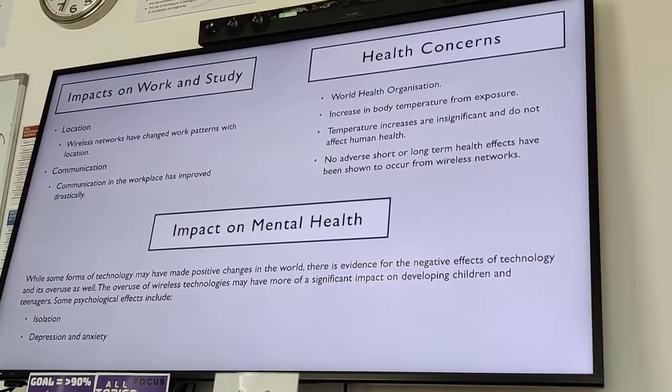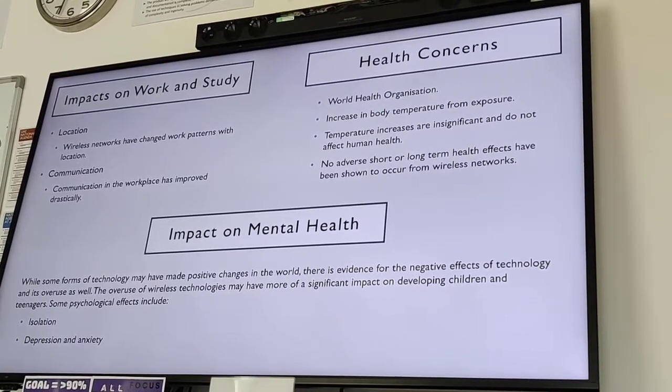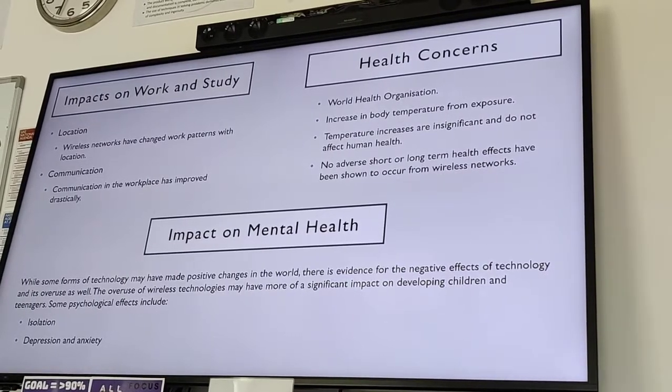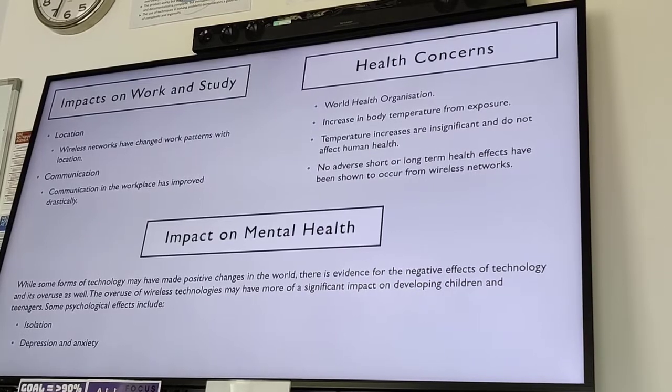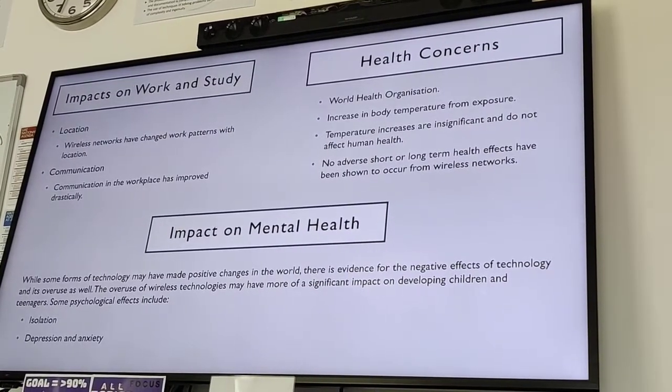Another psychological effect includes depression and anxiety. So a 2016 systematic review found that people who had a more positive experience with wireless technology appeared to have lower levels of depression and anxiety, while on the other hand, people who had more negative experiences were more prone to the mental illness.